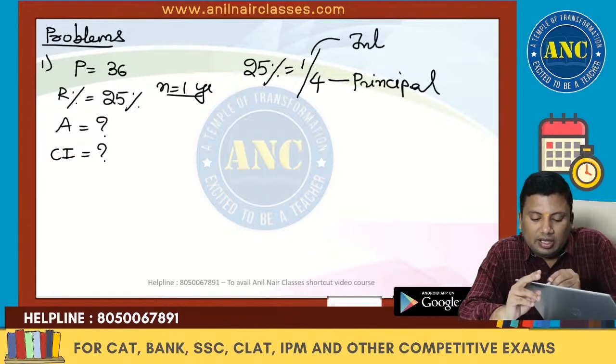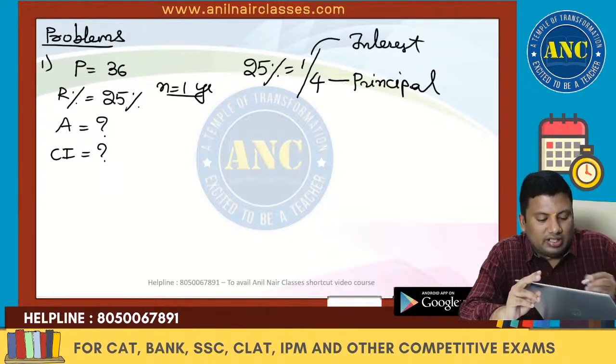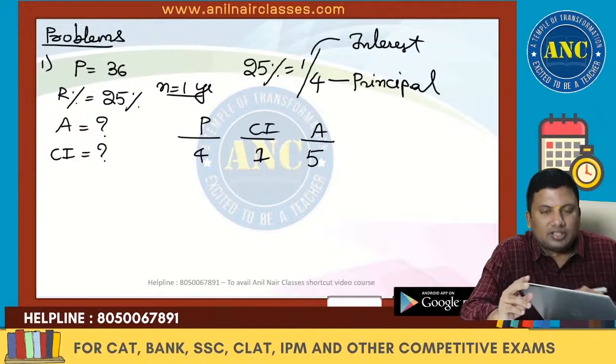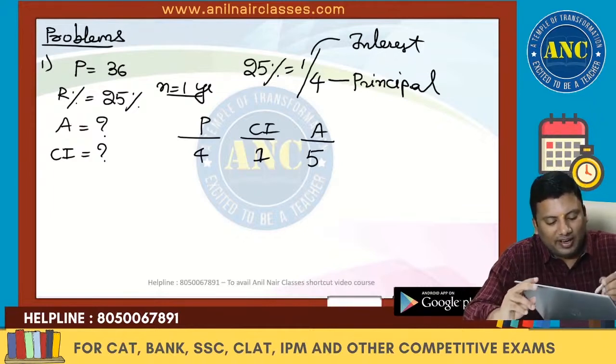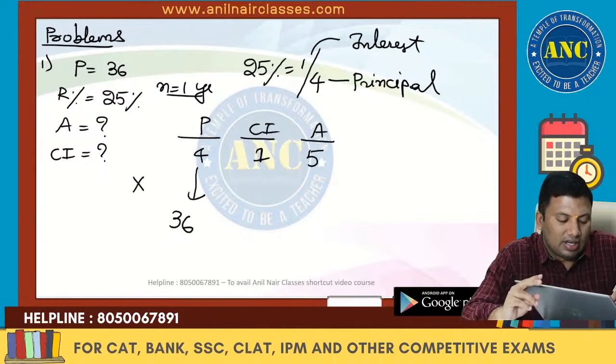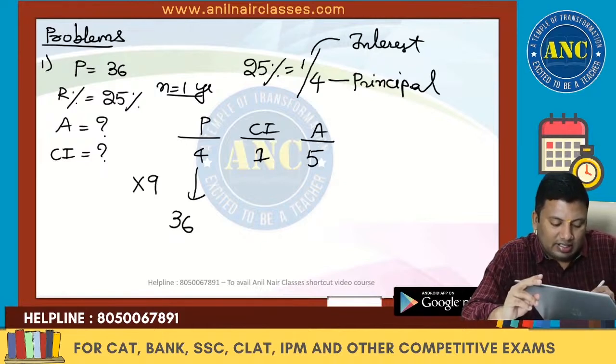Numerator is nothing but the interest, as we just discussed. So principal is 4, interest is 1. Amount is principal plus interest, 4 plus 1, 5. But according to the question, it is given as 36. 4 9s are 36, so all the values are multiplied by 9.